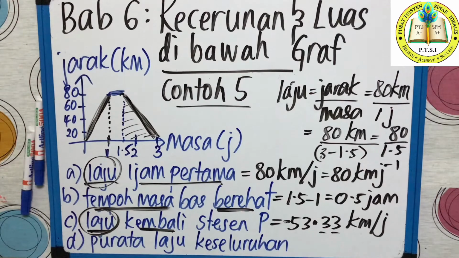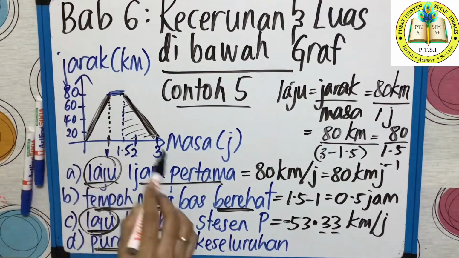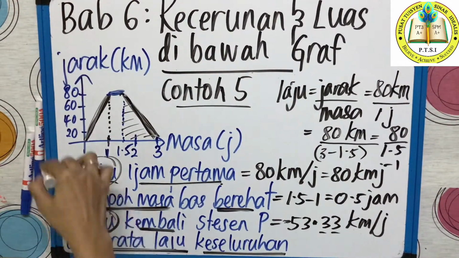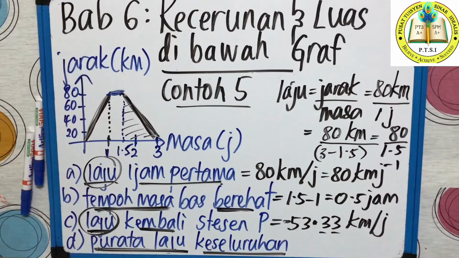Soalan D, purata laju keseluruhan. Okay, this is your final question. Purata laju means average speed. Tadi cikgu sudah ajar formula. Purata laju is average speed. Keseluruhan means for the whole travelling, for the whole journey. So purata laju keseluruhan. So apa formula cikgu ajar untuk purata laju?